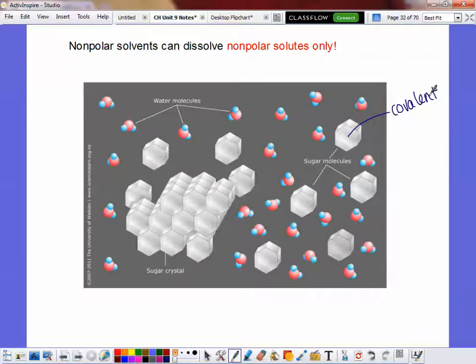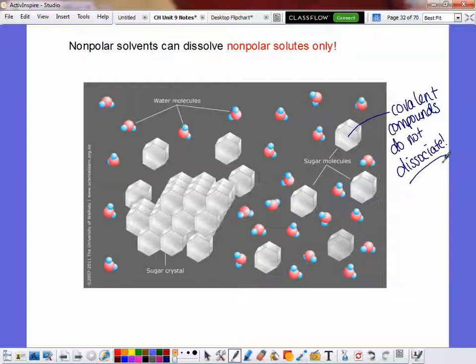Notice that the covalent compound isn't dissociating. It's not breaking up into ions because there are no ions in that covalent compound. Covalent compounds, polar or nonpolar, do not dissociate. Dissociating is only for ionic. Okay?